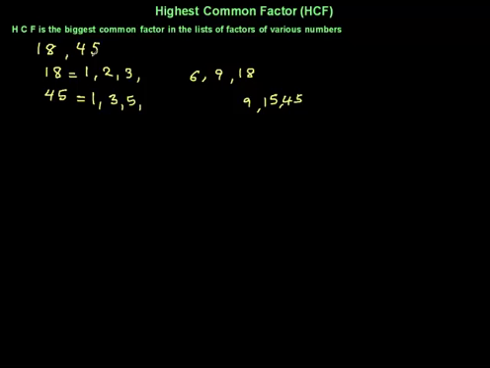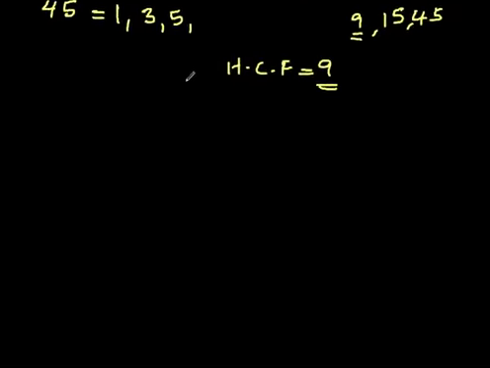Now 1 is always going to be a common factor, won't it? But 1 is not considered, because 1 goes into every number. Now we've got 3 here, so 3 is a common factor. But when we go further on, we find 9 as the highest common factor, because 9 is the biggest common number in the two lists. So this is how you find the highest common factor.